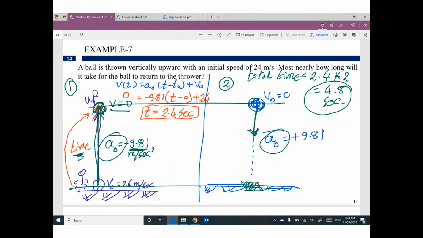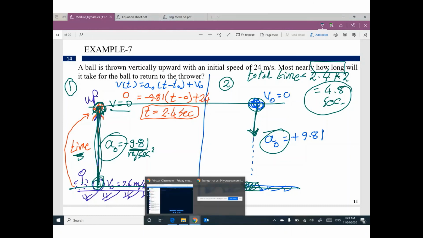So we need how long. How long means time. Will it take for the ball to return to the thrower? When this guy kicks the ball, it will go up in 2.4 seconds and go down in another 2.4 seconds. That means the total time needed will be 4.8 seconds. What do you think, you guys?